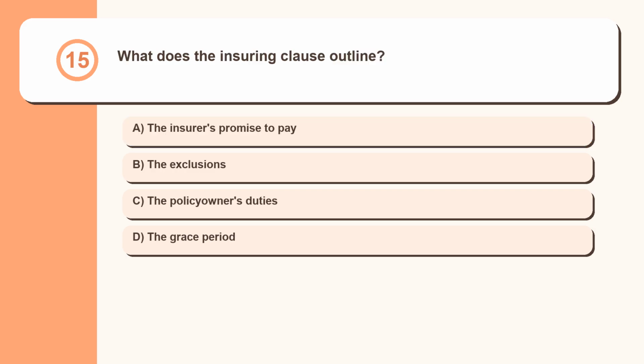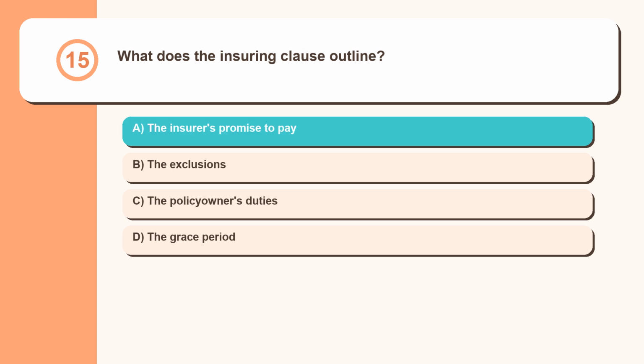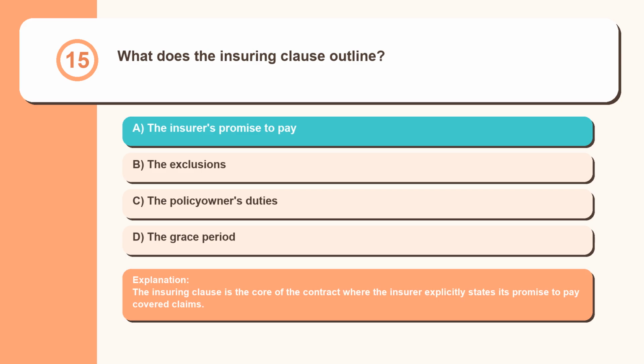Question 15. What does the insuring clause outline? The insurer's promise to pay, the exclusions, the policy owner's duties, the grace period. The insuring clause is the core of the contract where the insurer explicitly states its promise to pay covered claims.